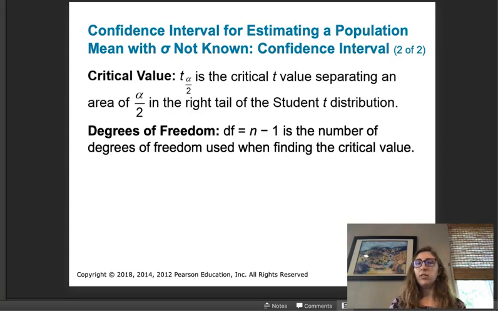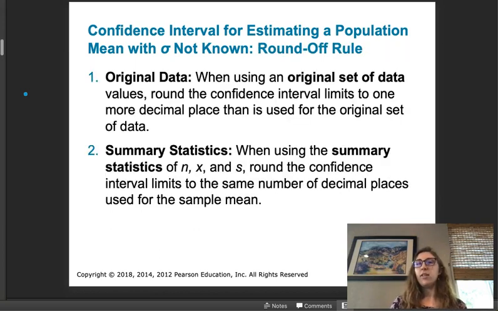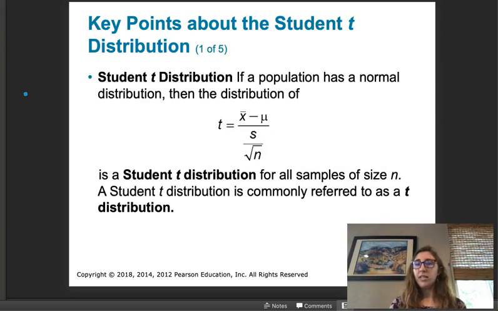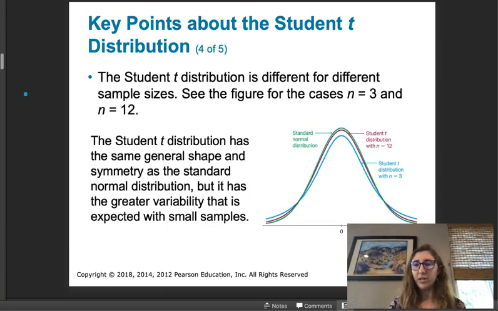All right, so the critical T value is a critical value like our Z critical value is, right? The only difference here is that it is using what is called the student T distribution. So let me explain that a little bit here. The student T distribution is a normal distribution, but it looks slightly different. So let me show you a picture first.